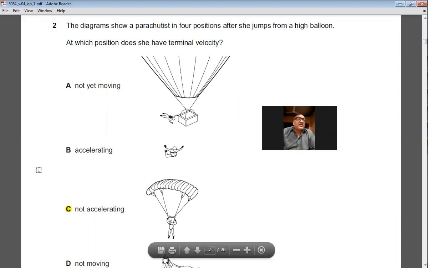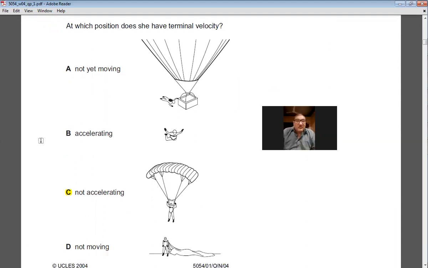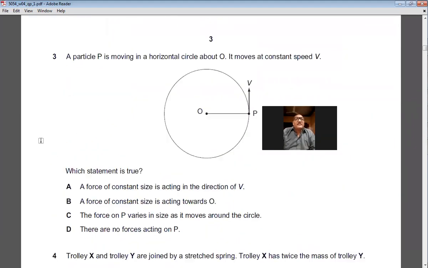This is not accelerating. His parachute is open and he's not accelerating. Not accelerating means he's moving with a constant velocity. When an object moves with a constant velocity, it means it's moving with the terminal velocity when it's falling. So C is the right choice. Question number 2, C is the right choice.